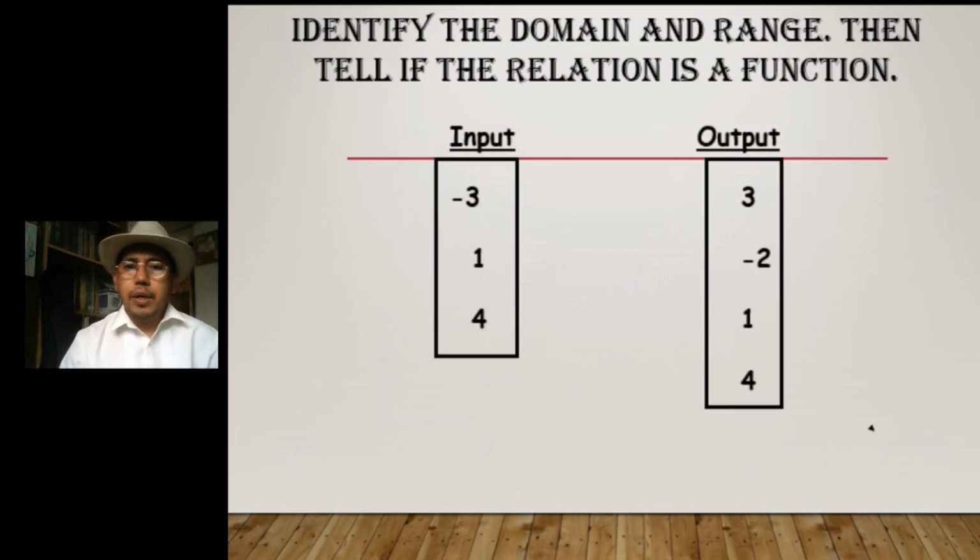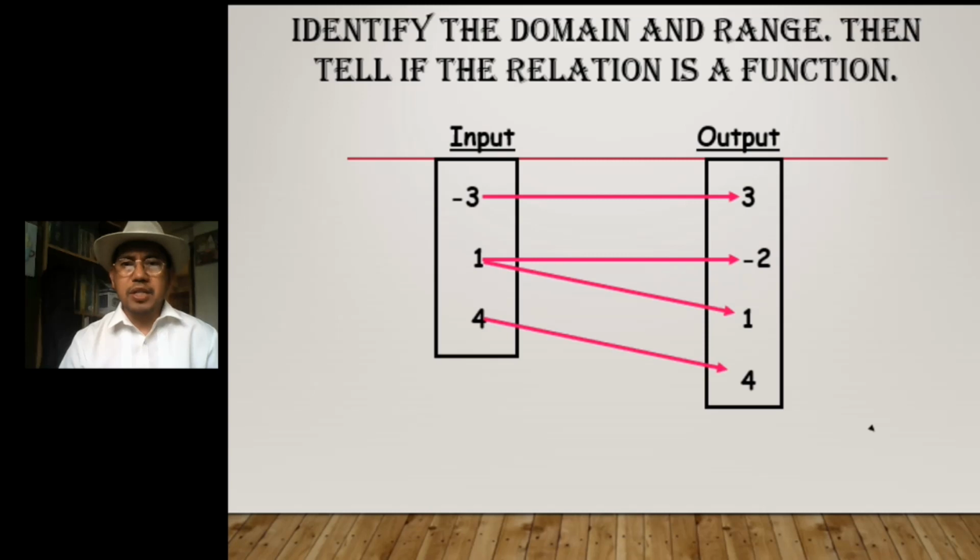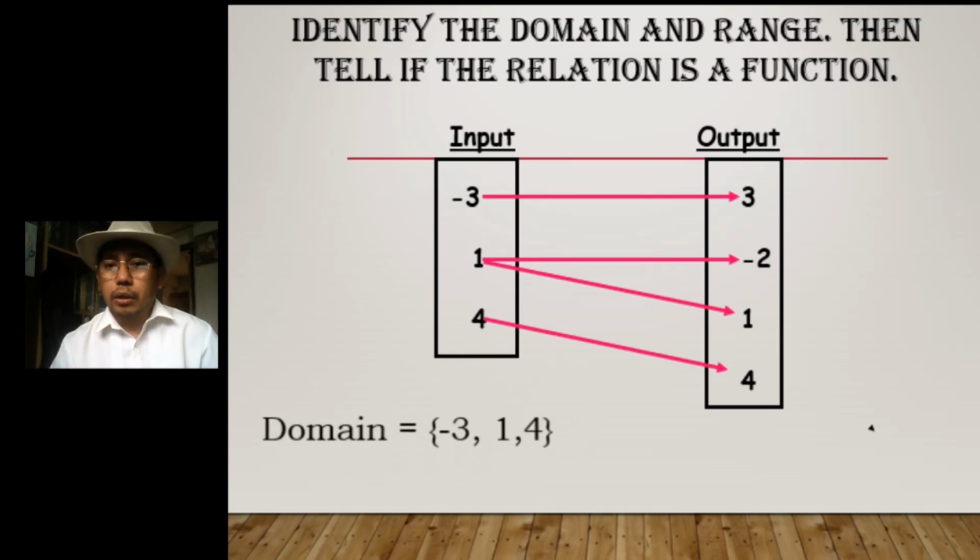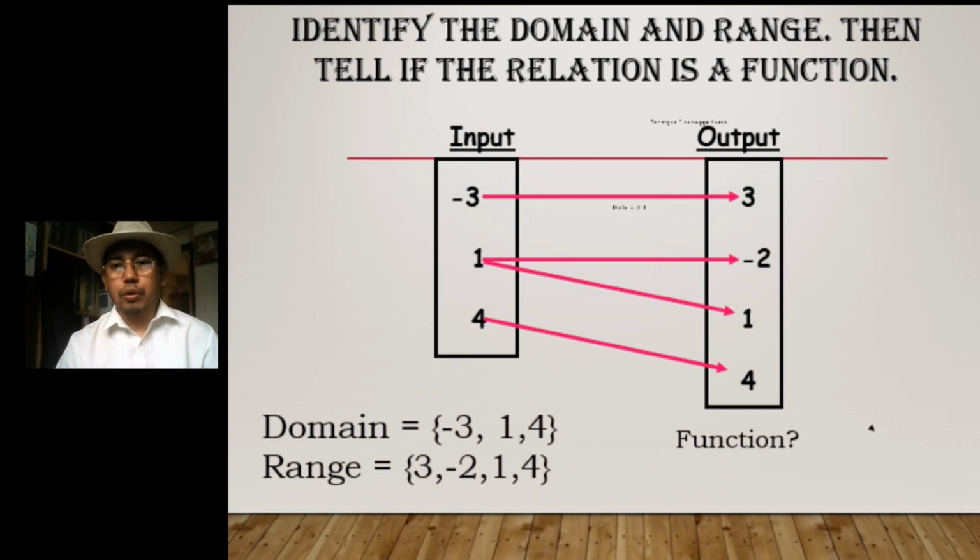How about this one? You notice the input is composed of three domain values and the output is composed of four range values. Negative 3 is paired with positive 3, but 1 is paired with negative 2 and 1, and 4 is paired with positive 4. You notice in the input that 1 is repeatedly paired with the values of the output, that is negative 2 and positive 1. Therefore, this one is not considered to be a function.